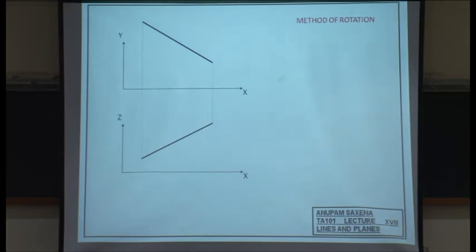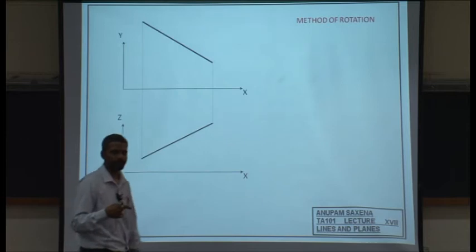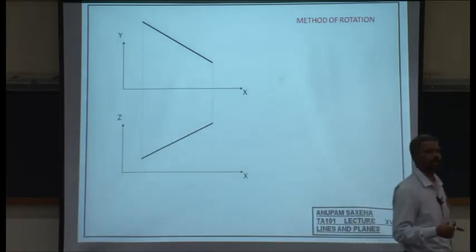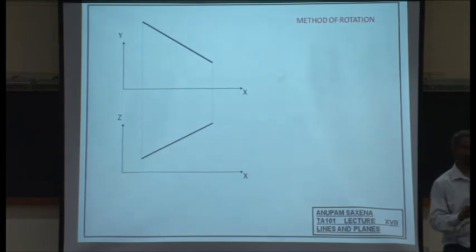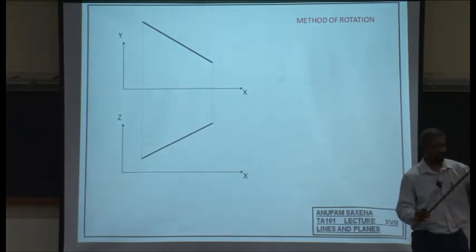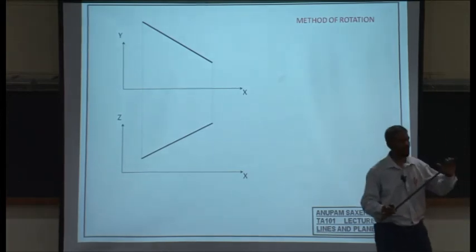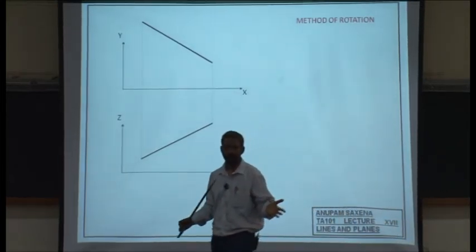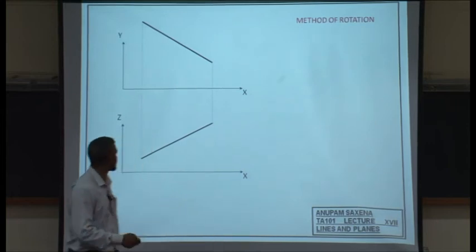Now, the trick is very simple. You want to see one of the projections, either in the front view or the top view, to be horizontal. If you see that, the other projection will ensure that your three-dimensional line is parallel to the plane, and therefore, you will be getting the true length of the line. Fine? All right.